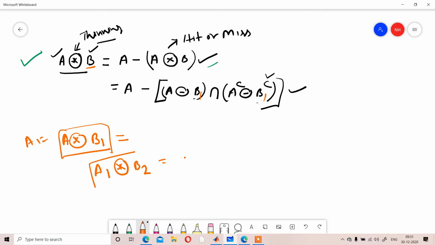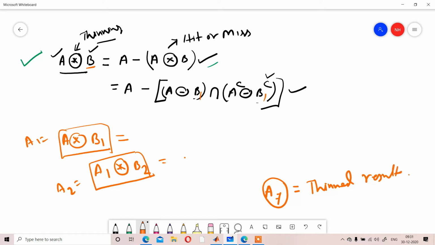In that way you will get A1, A2, A3, A4, A5, and finally A7. Whenever you get A7, that will be your thinned result.